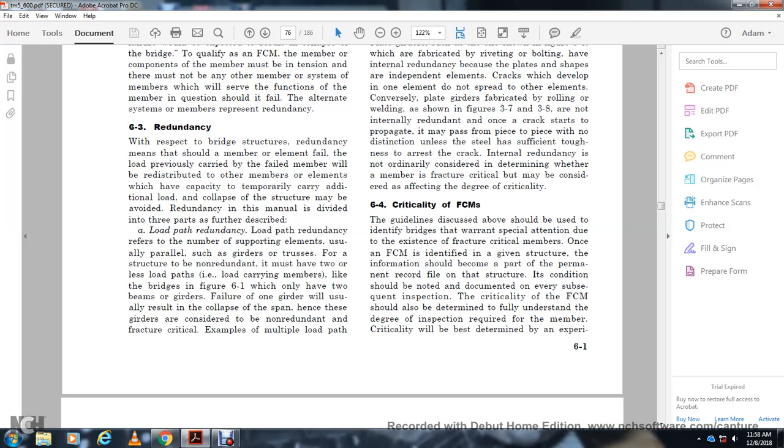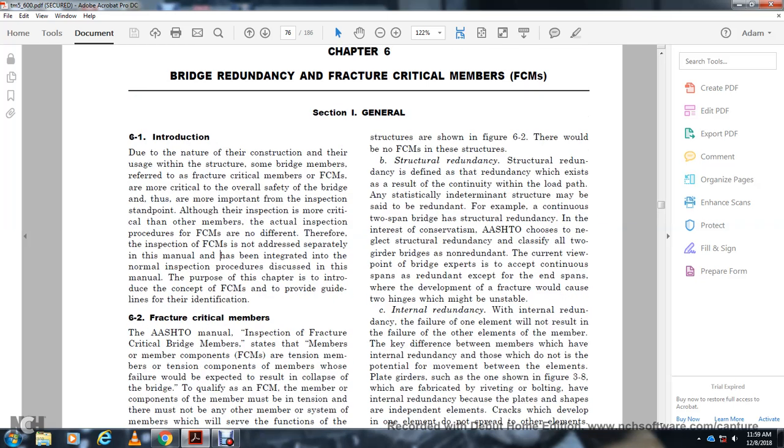For example, the multiple load path structures are shown in figure 6. That would have fractional critical members in the structure. There would be no fractional critical members in the structure.